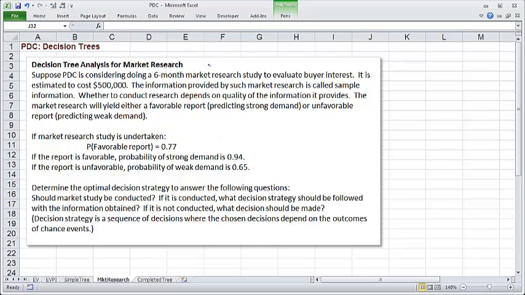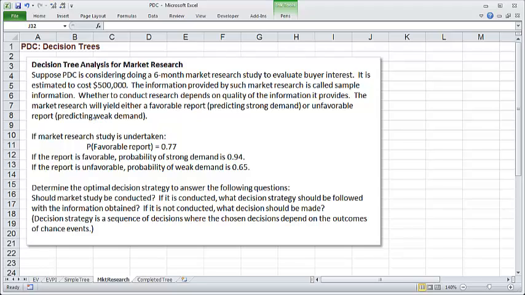Now we'll see how to use a decision tree to model a situation when there is more than one decision to be made. Suppose PDC is now considering doing a 6-month market research study to evaluate buyer interest. It's estimated to cost $500,000. Now, at the end of the market research, the team will give a report that makes a prediction of either a favorable market, predicting strong demand, or unfavorable market, predicting weak demand.